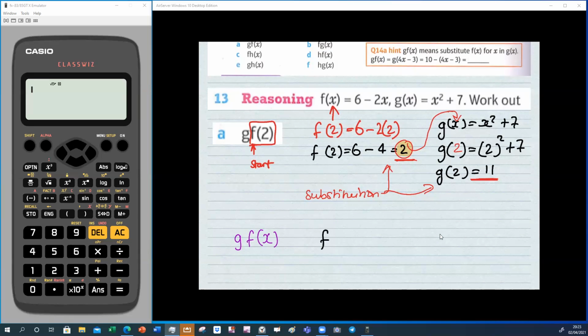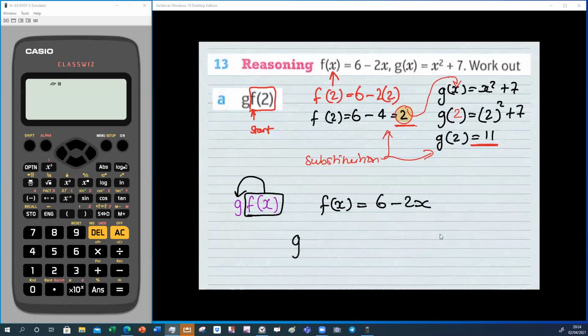Do you put the whatever? So you know how f of x equals 6 minus 2x? Do you put that into x squared plus 7? That's right. So what we're doing here is we have to substitute the whole function f of x into g. So we get the function. So f of x is equal to 6 minus 2x. And then we say g of x is equal to? 6 minus 2x squared plus 7.